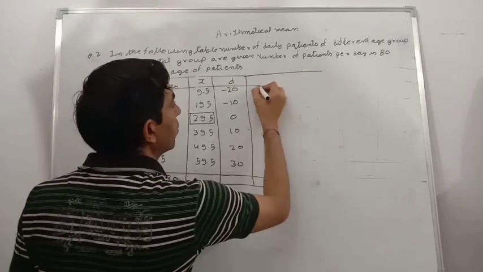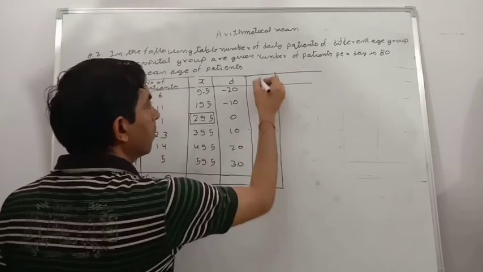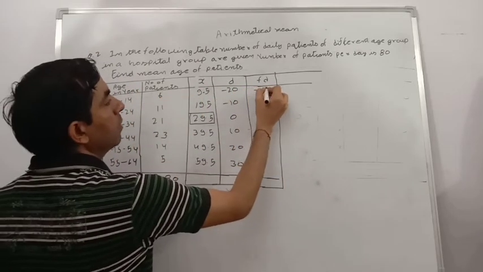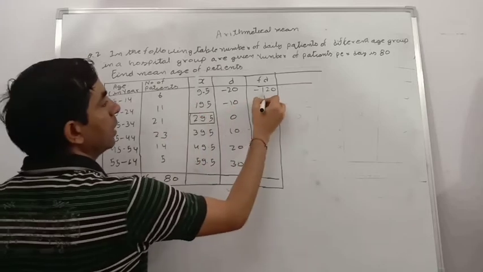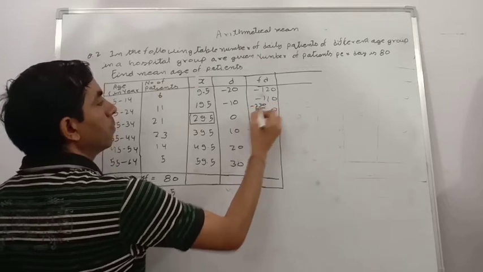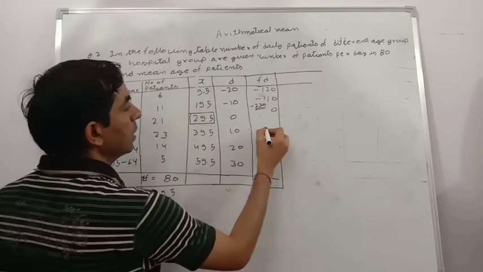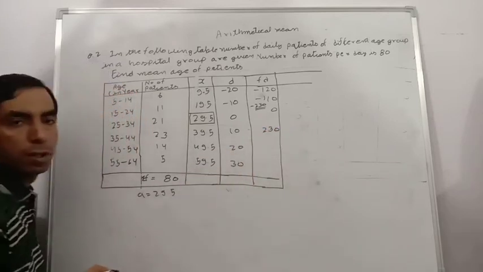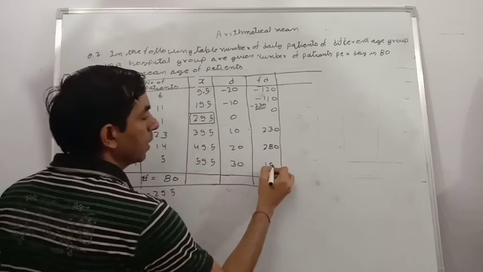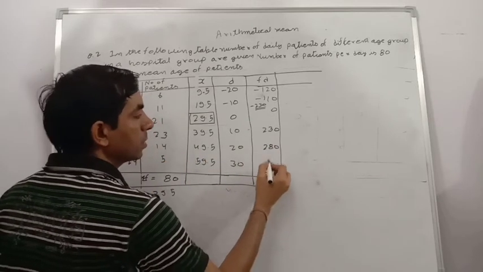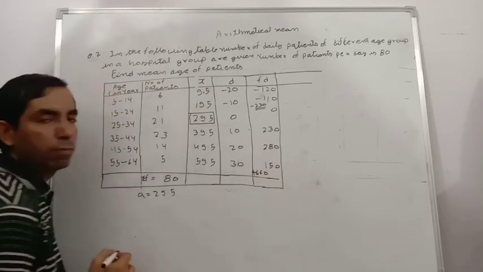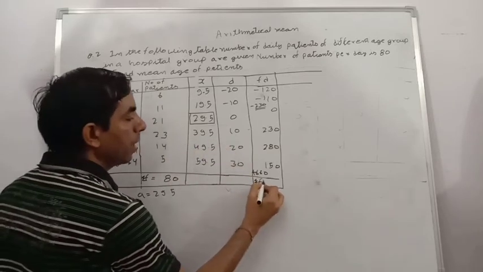Next, summation fd. Then multiply. 20 multiplied by 6 is 120. 10 multiplied by 11 is 110. 0 multiplied by 0 is 0. Means the negative value is 230. Next, 10 multiplied by 23 is 230. Next, 14 multiplied by 20 is 280 and 5 multiplied by 30 is 150. After addition, we get the positive value 660.